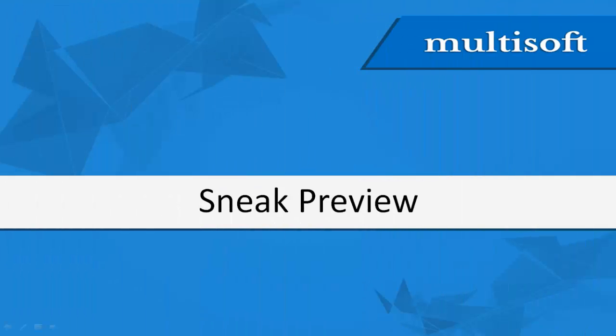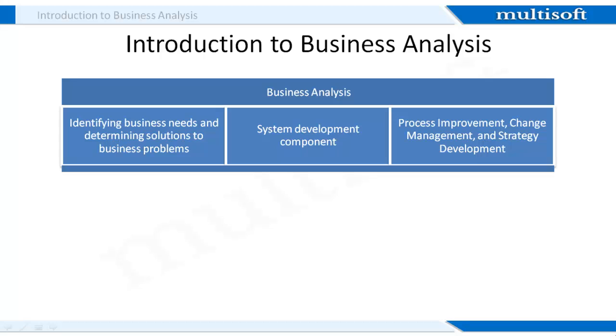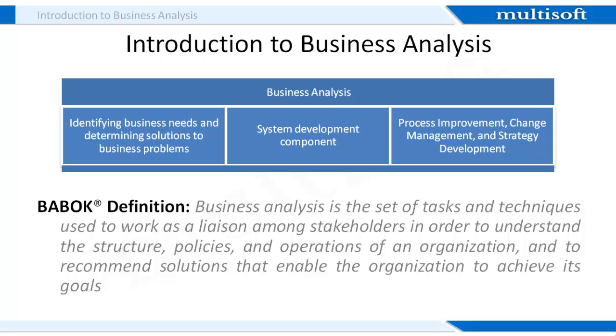Now the following slides are a sneak preview of one of the course topics, that is, what is business analysis and what are the competencies required to be a successful business analyst. Business analysis involves identification of business needs and recommending solutions for solving various business problems. Business analysis includes a system development component, which is the system development life cycle. Other facets of business analysis include process improvement, change management, and strategy development. Now let's take a look at the definition of business analysis as per the BABOK. Business analysis is a set of tasks and techniques used to work as a liaison among stakeholders in order to understand the structure, policies, and operations of an organization and to recommend solutions that enable the organization to achieve its goals.